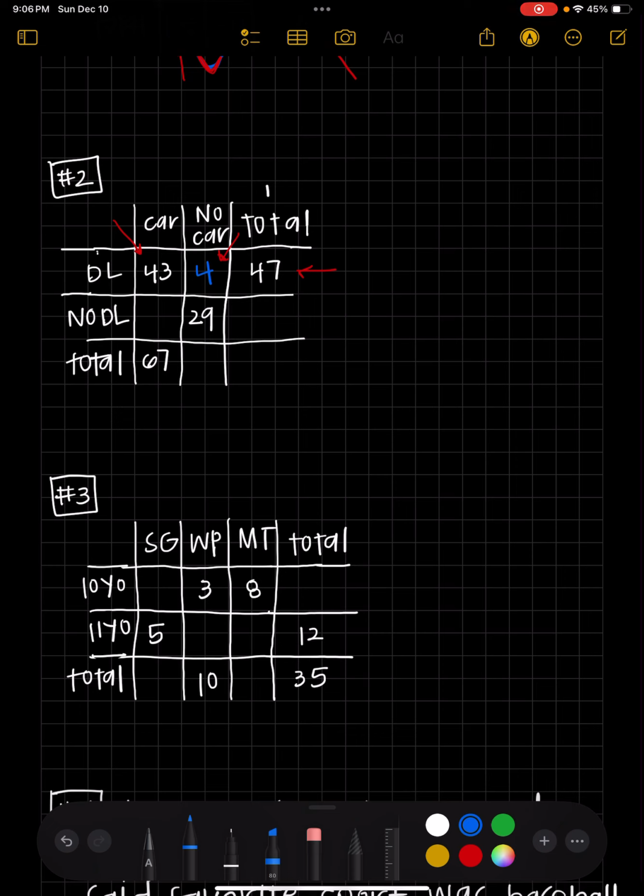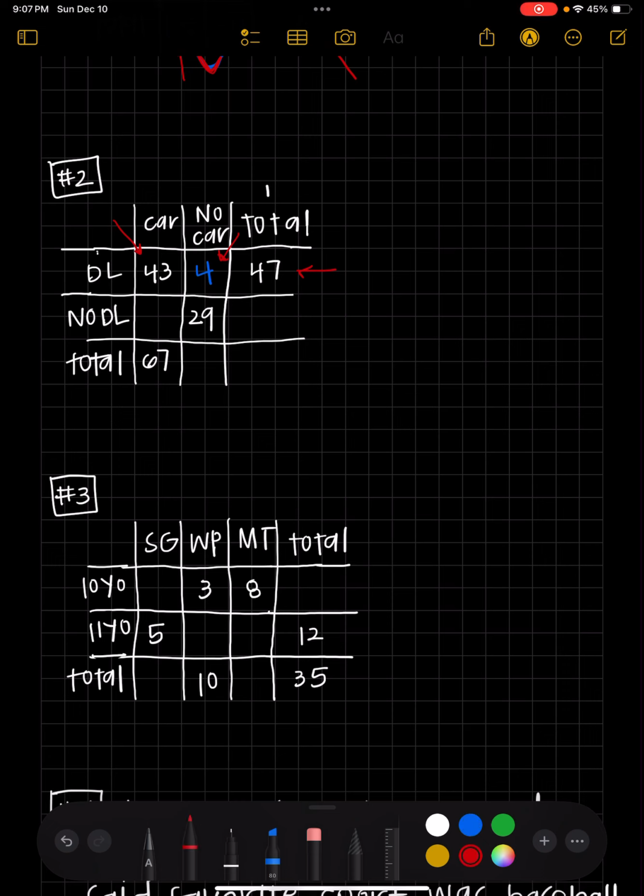And if we think about it the way that we did the first example, this would mean that 43 plus 4 should equal 47, which it does. So that is our double check method. Now, if we go on to the second row, the one with no driver's license, we have 2 missing blanks, which we can't do a lot with. So instead of going to the second row, I'm going to look at the first column, the column of the car. How many people own a car? Because we only have 1 blank in that column.